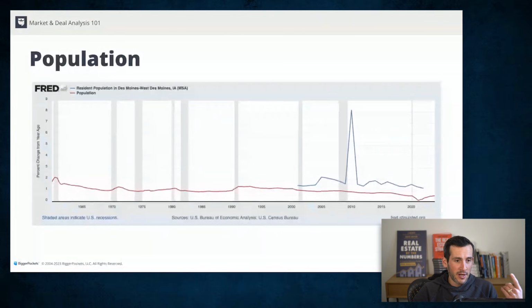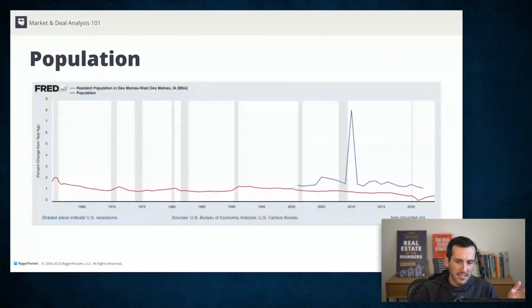First is Des Moines, Iowa's population growth, which is represented here on that blue line. And then I also, just for means of comparison, put the US total national population growth on the same chart. And you can see and contrast them. And what you see here is that population growth in Des Moines is well above the U.S. average, which is a really good sign for investors.